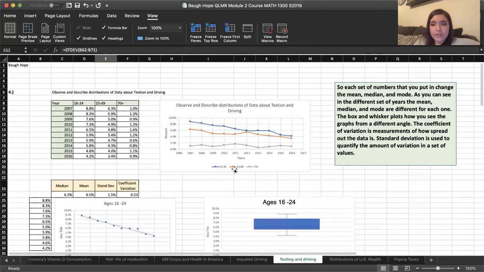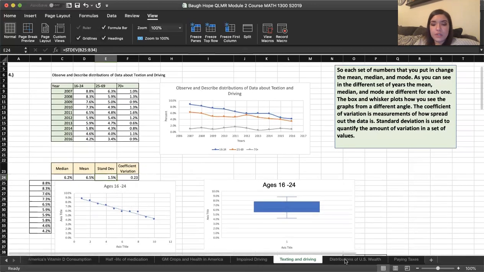The coefficient of variation is a measurement of how spread out the data is. So you can see here we have coefficient of variation. And so that tells you how spread out the data is. The standard deviation is used to quantify the amount of variation in a set of values.